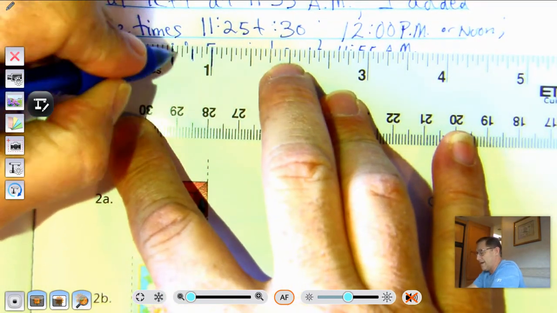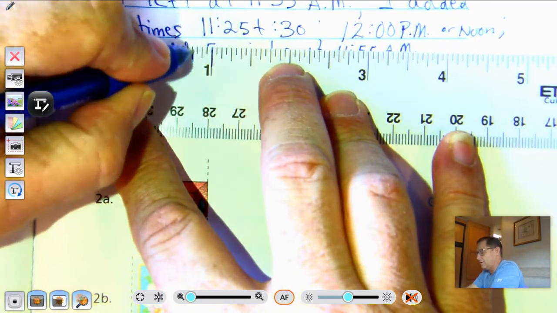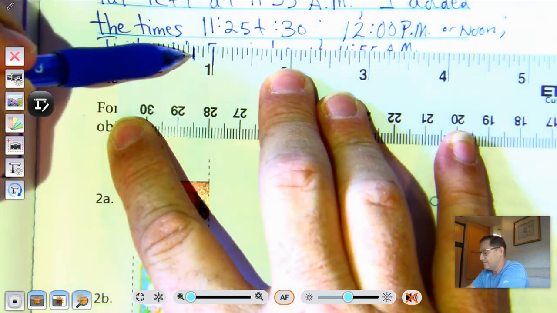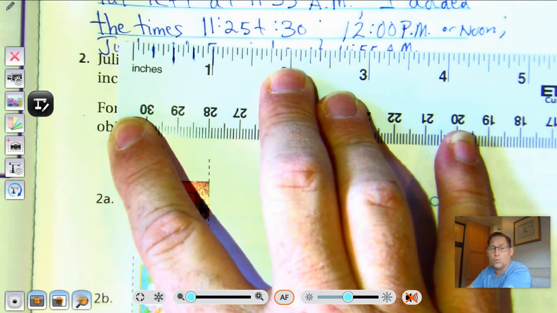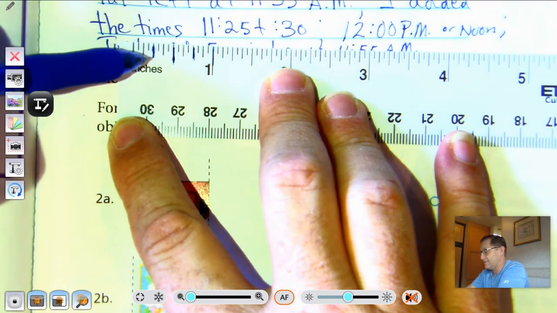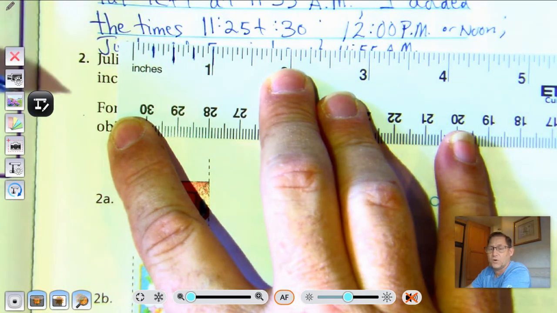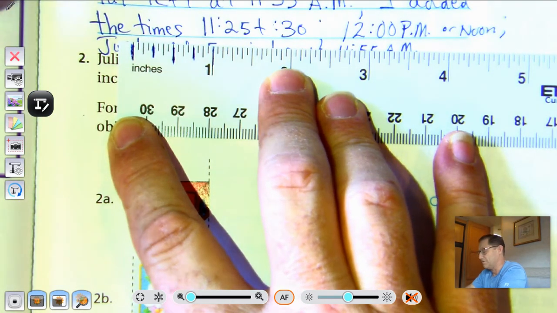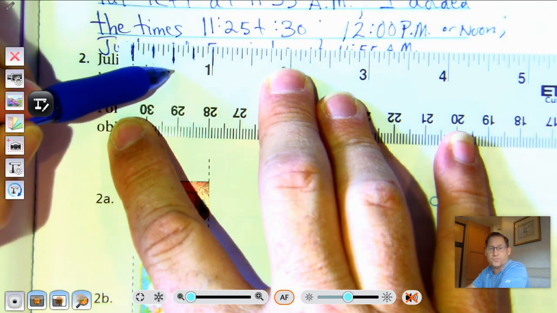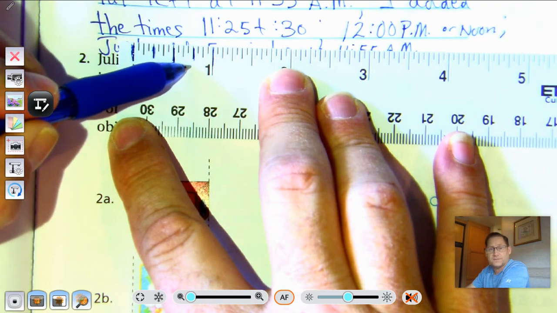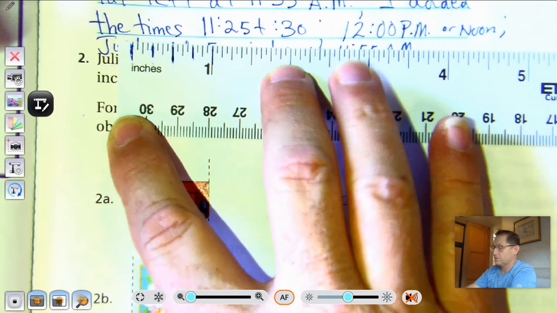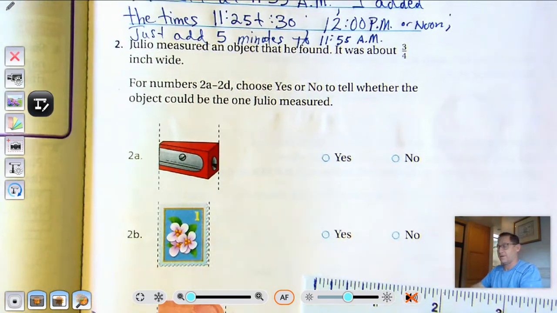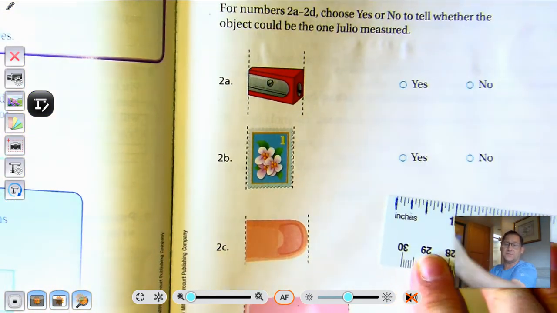So on the ruler, the lines that are longer indicate that. The longest line is 4/4 or 1 whole. The next longest line is 1/2 or 2/4. Then the next longest lines are fourth marks. And then the beginning one is obviously 0. So 0, 1/4, 2/4 or 1/2, 3/4, 4/4 or 1 whole. So we need to find which one of these is closest to 3/4, not to an inch, but to 3/4.